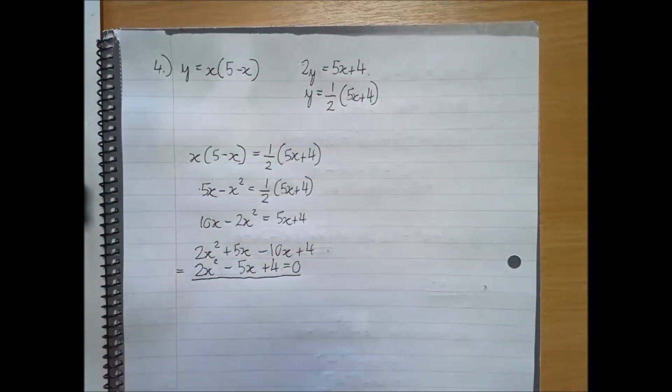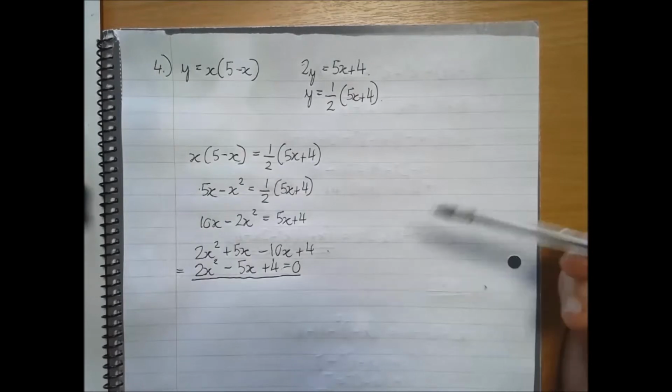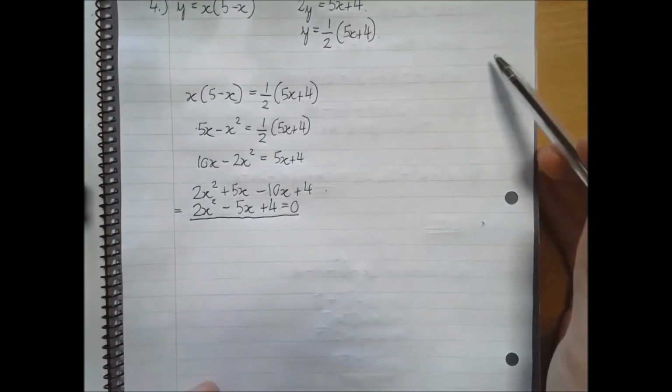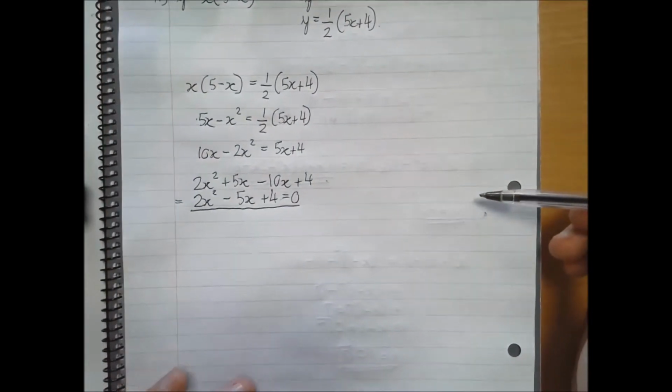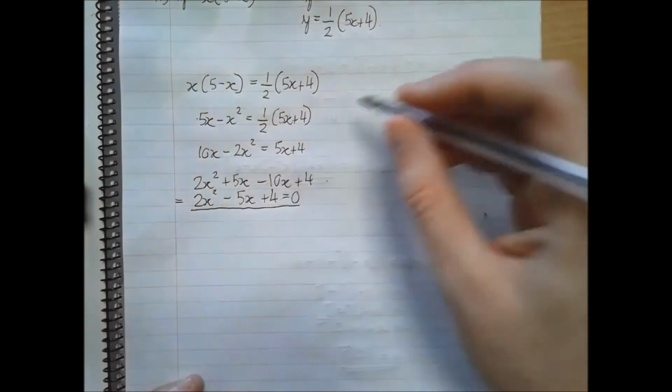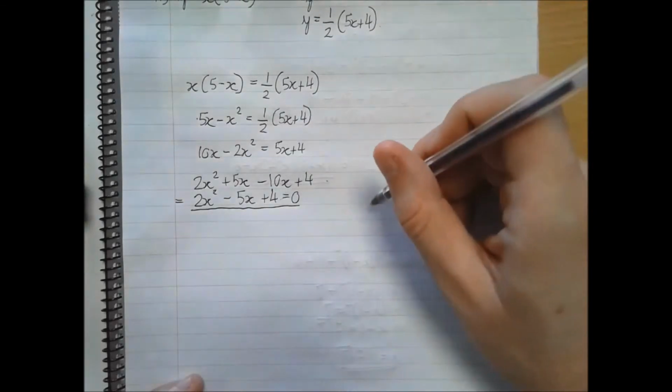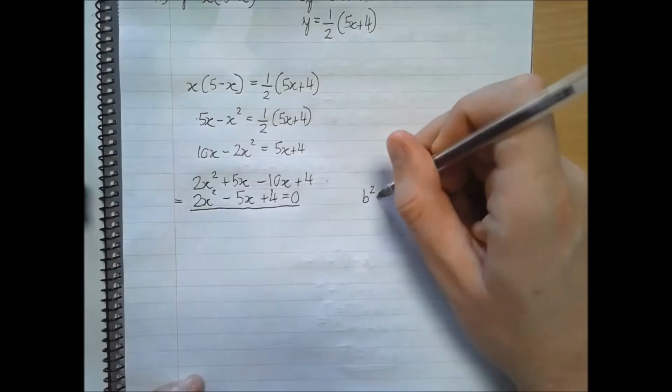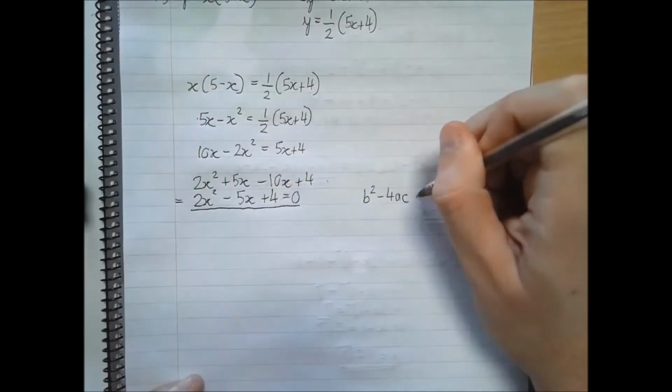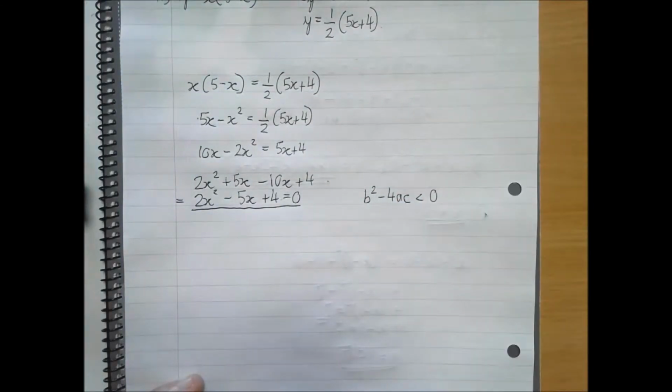So what we've got there is we've obtained a quadratic, and now we need to prove that they don't intercept. If they don't intercept, that means they've got no real roots, and then of course we go on to the discriminant. So if they've got no real roots and they don't intercept, then b squared minus 4ac is going to be less than 0.